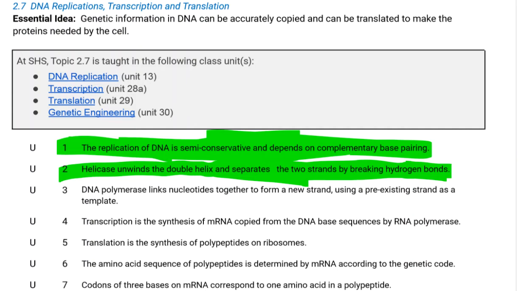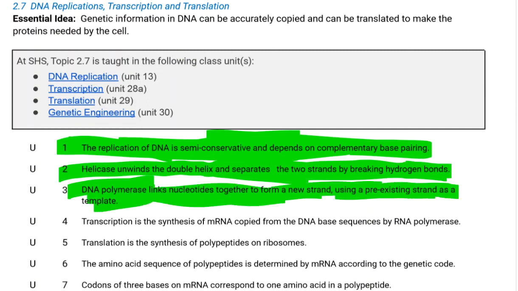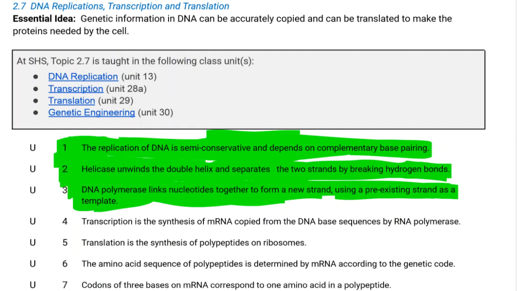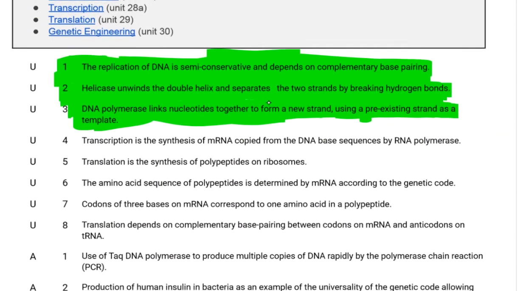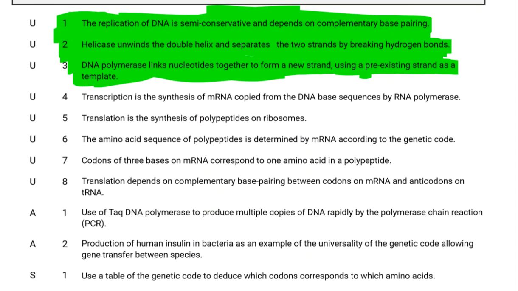Helicase acts like scissors and cuts the hydrogen bonds. DNA polymerase links nucleotides together to form a new strand using a pre-existing strand as a template. So DNA polymerase actually adds nucleotides in the 5 prime to 3 prime direction, so that's important as well. This is all coming together in topic 7.1.